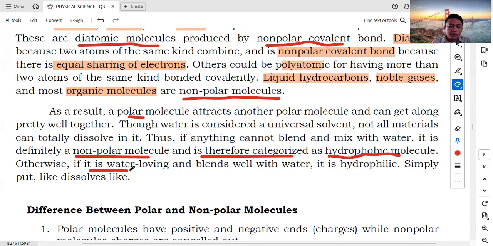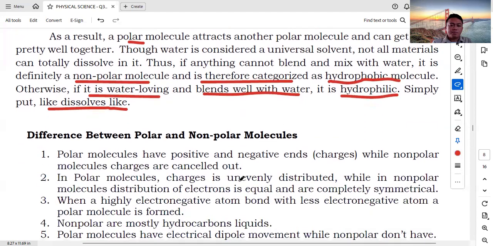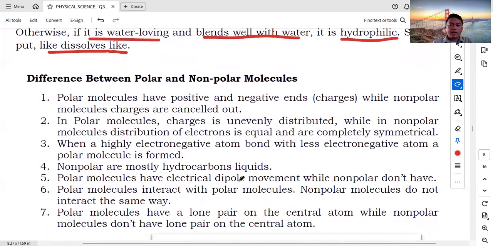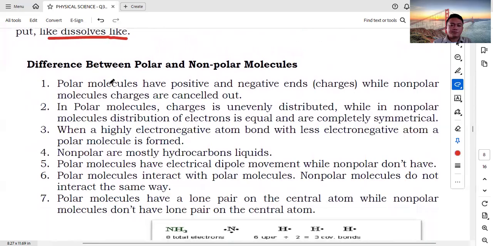Otherwise, if it is water-loving and blends well with water, it is known as hydrophilic. Simply put, like dissolves like, okay? So there are differences between polar and nonpolar molecules.